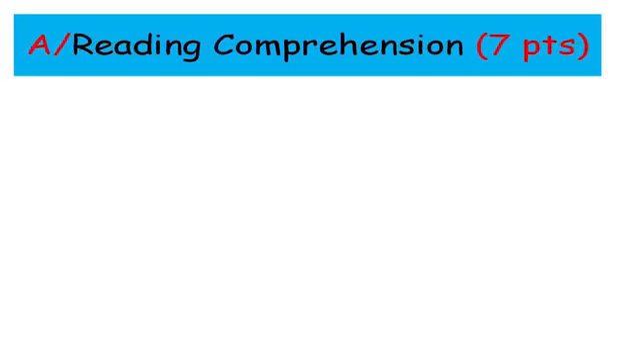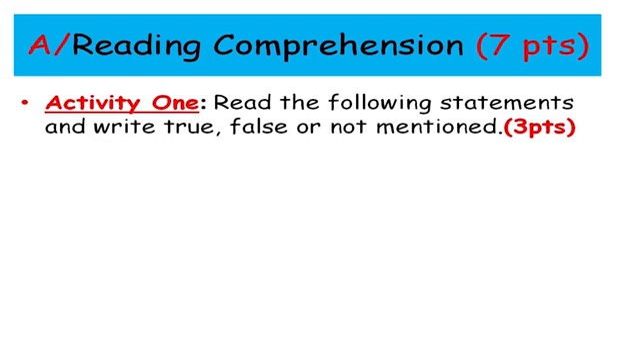So, we have finished with the text. Now we move to session A, reading comprehension. And in this session, you will have 3 activities. Let's see activity 1. Activity 1. Read the following statements and write true, false, or not mentioned. So, you will have statements, you will read them and decide, of course, according to the information given in the text, if they are true, if they are false or wrong, or if they are not mentioned. That means they don't appear in the text.